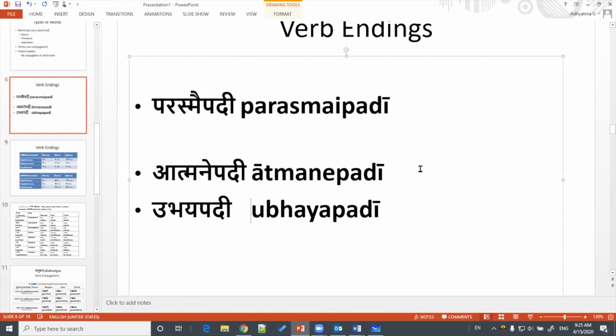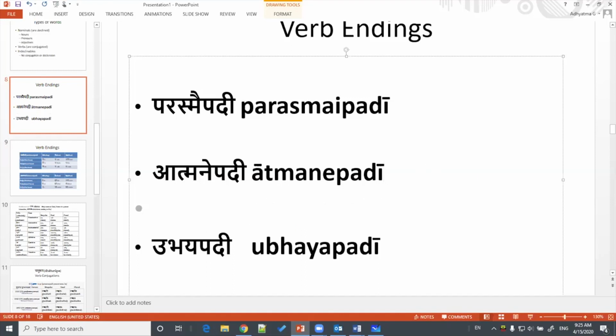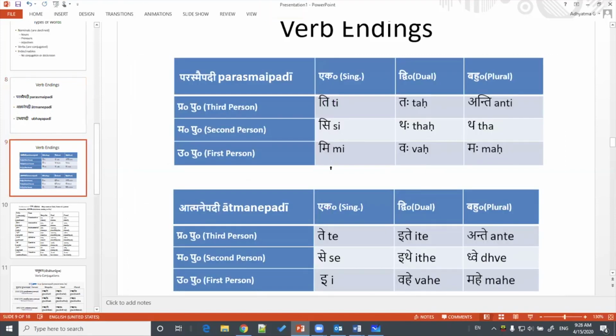Ubhayapadi simply means that there are certain verbs which can take both types of ending. That's all Ubhayapadi means. At one point, it will only take either kind of ending. So it will either take Parasmaipadi or Atmanepadi. And when we say both, it simply means that the same verb can take either of the endings. And you will find the examples of those and we'll discuss those.